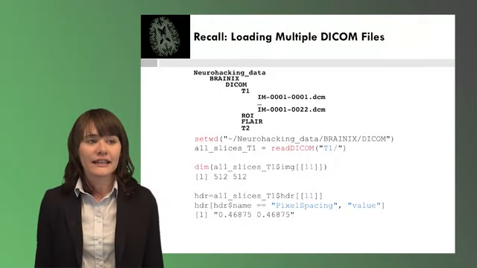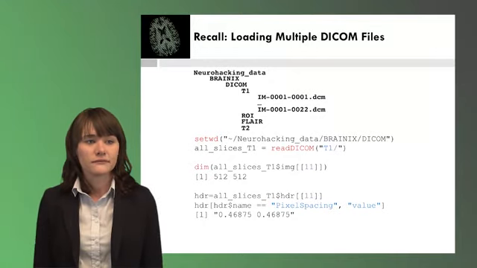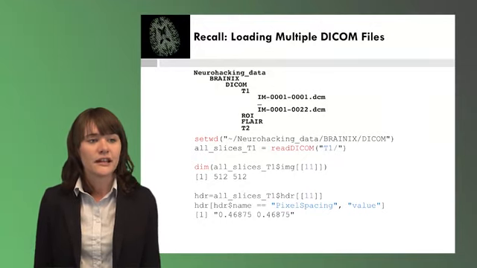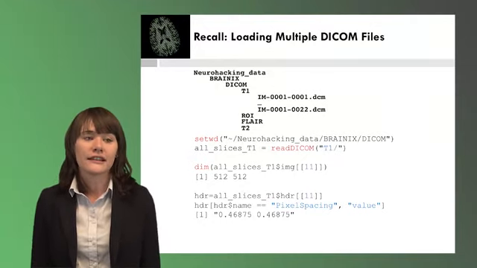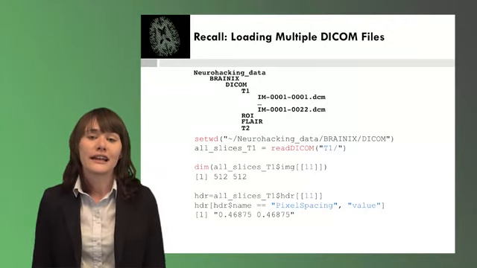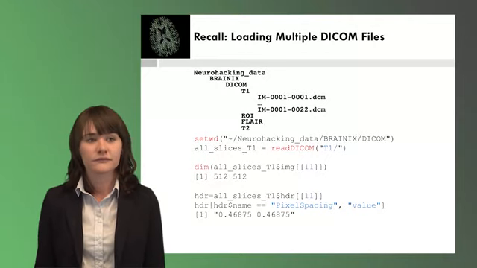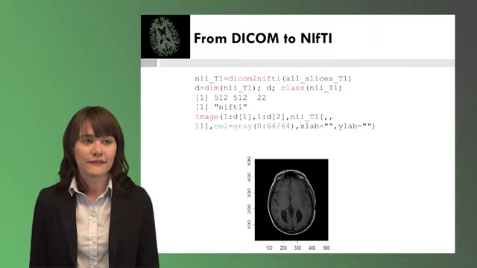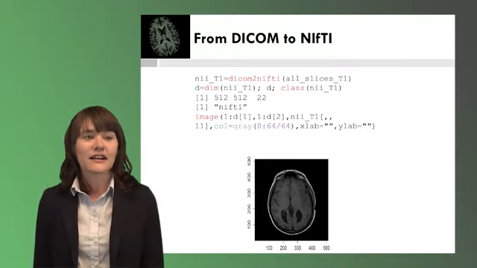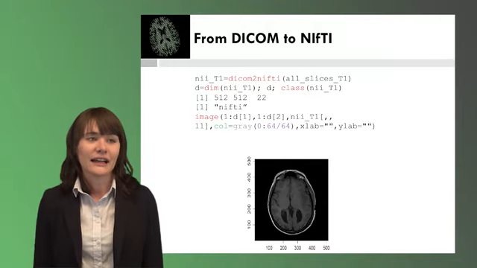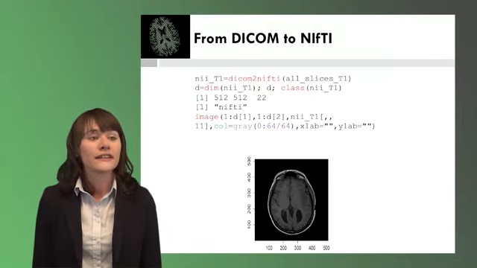Alright, so you'll remember in the last lecture we read in multiple DICOM files to create a list of our 3D image. So we'll have you go ahead and rerun the things that we did in that lecture off of this slide so that we can convert this DICOM image into a NIfTI image. Once you've done that, we can go ahead and use the dicom2nifti function. We can take that list, all_slices_T1, and put that into dicom2nifti, and then we're going to save the output from that as nii_T1.